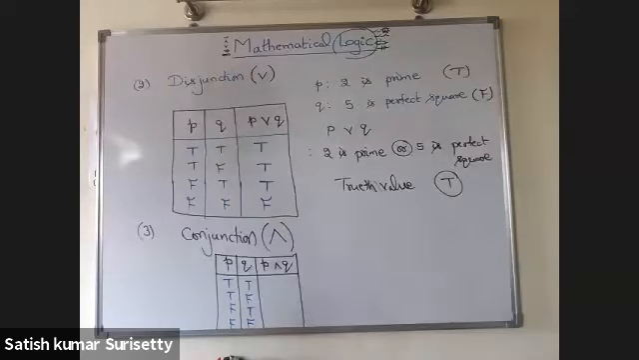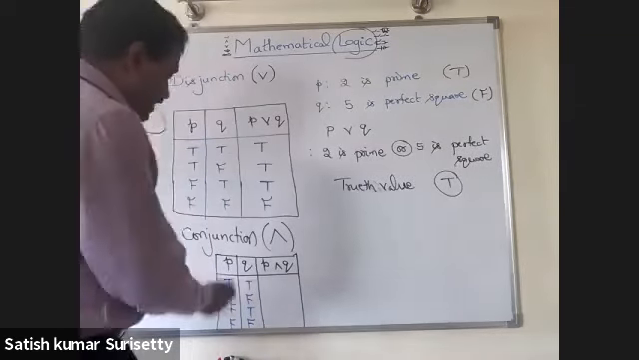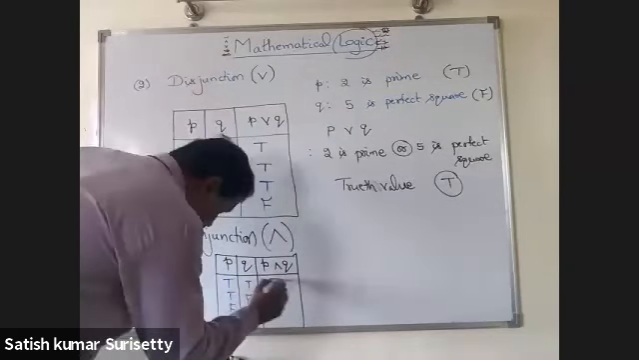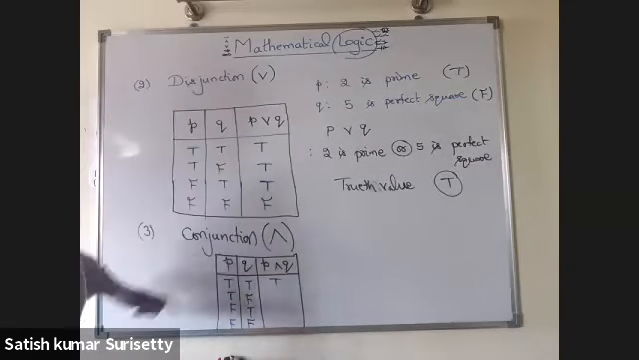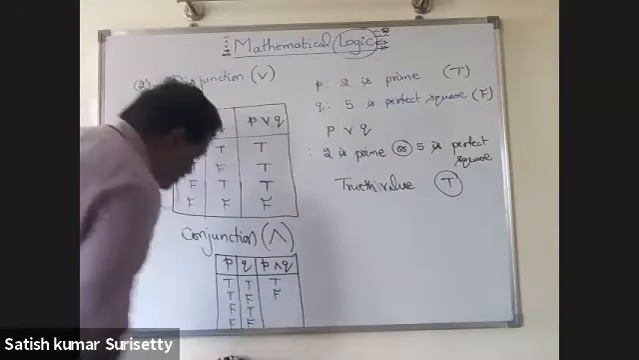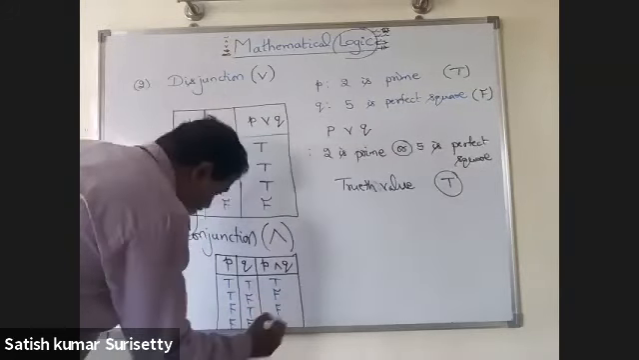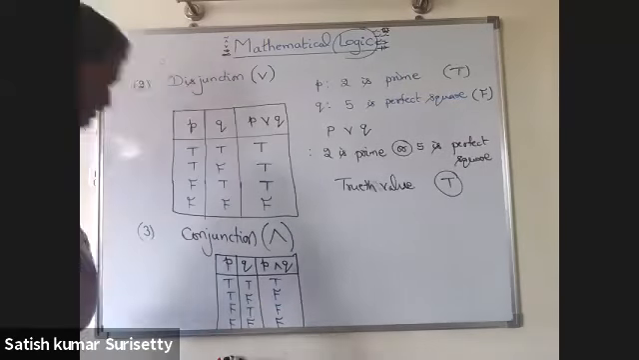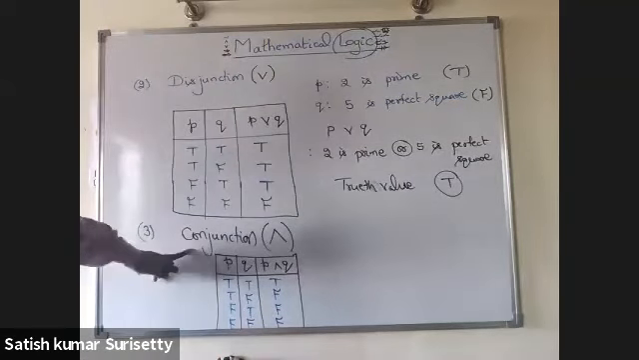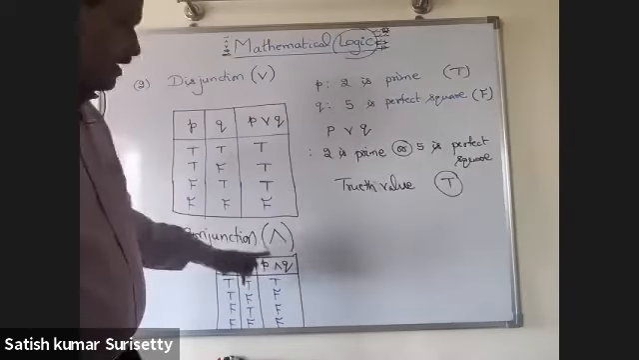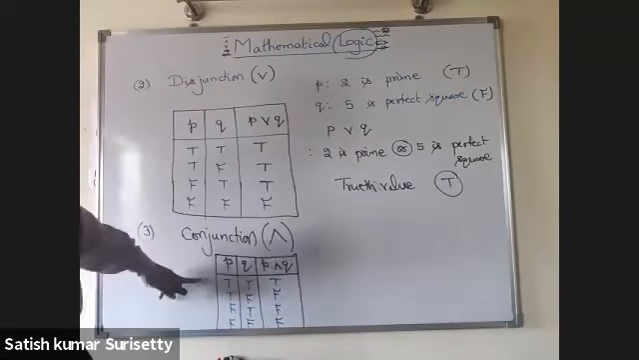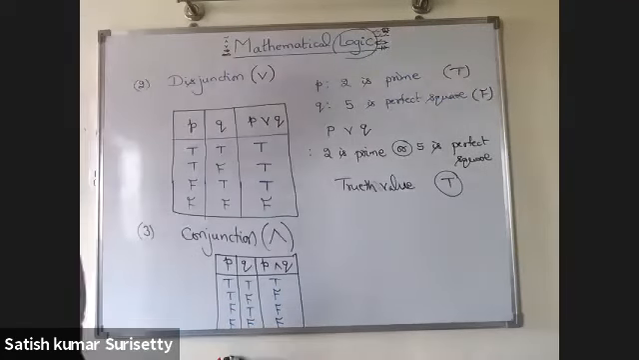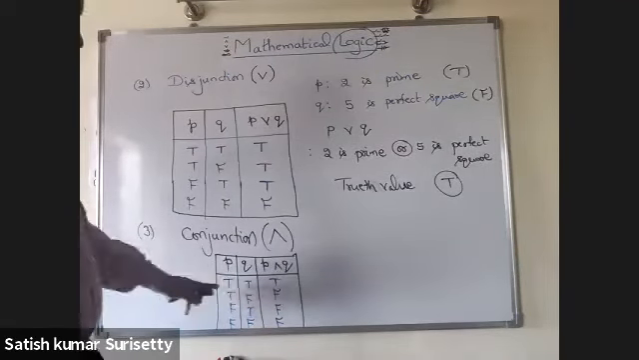Now, when P is true, Q is true, the conjunction will be true only. When P is true, Q is false, it will be false. In the next case also it is false. Again, when both the statements are false, it is false. That means the conjunction of two statements will be true only when both statements are true. Otherwise, it will always be false.